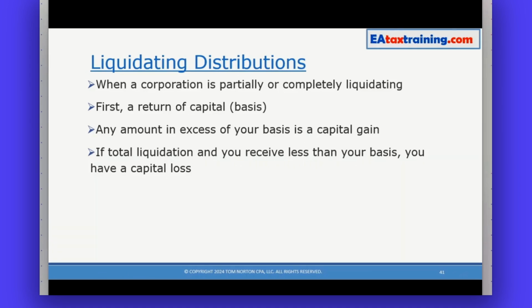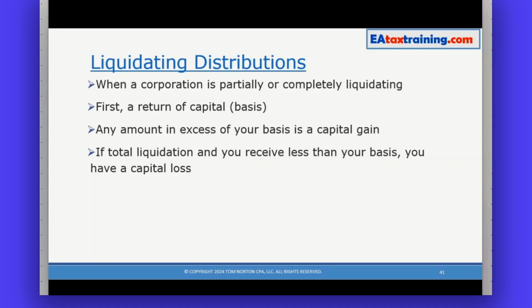Liquidating distributions. When a corporation is partially or completely liquidating, they might make distributions to the shareholders. So let's say there's a business going out of business. They're going to sell all their assets and pay off all their debts, and whatever is left, they're going to return to their stockholders. First, the amount that you get back is a return of capital or basis.